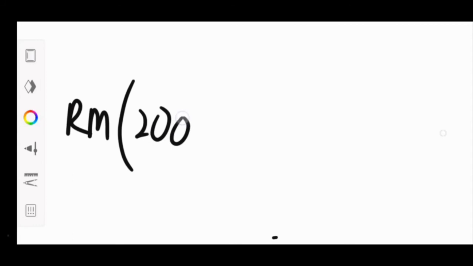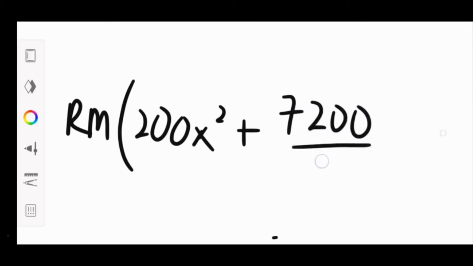I repeat, the final equation for cost is C = RM (200x squared + 7200/x). This is the final equation for cost.